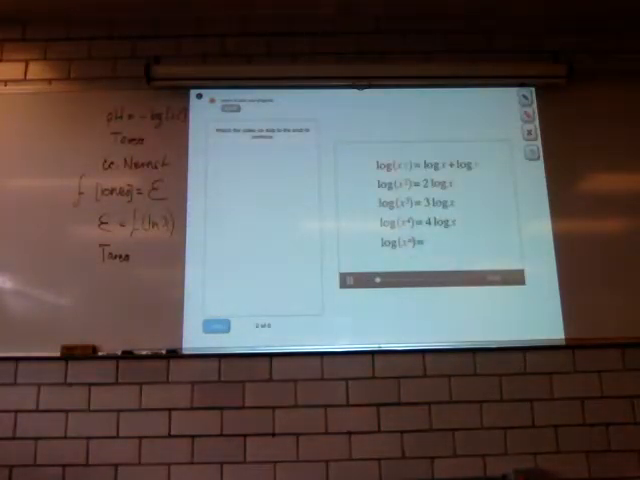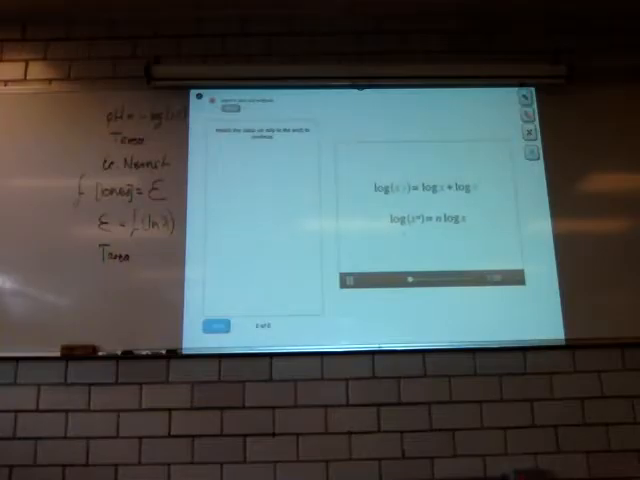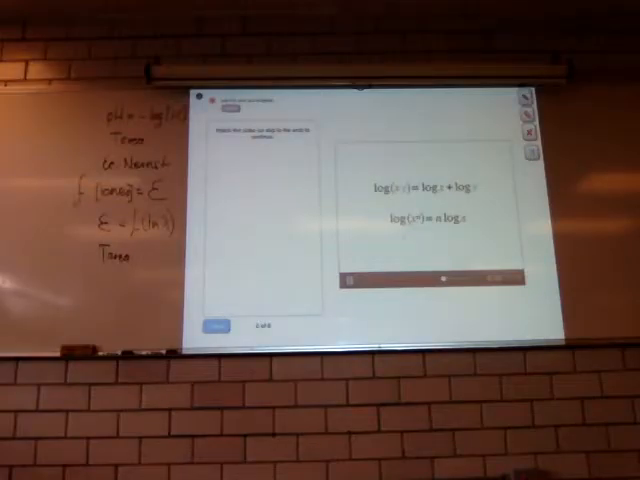Right again. The log of x to the n always equals n times the log of x. To summarize, in this tutorial, we used the log addition identity to illustrate how to simplify the log of a power, that the log of x to the n equals n times the log of x.